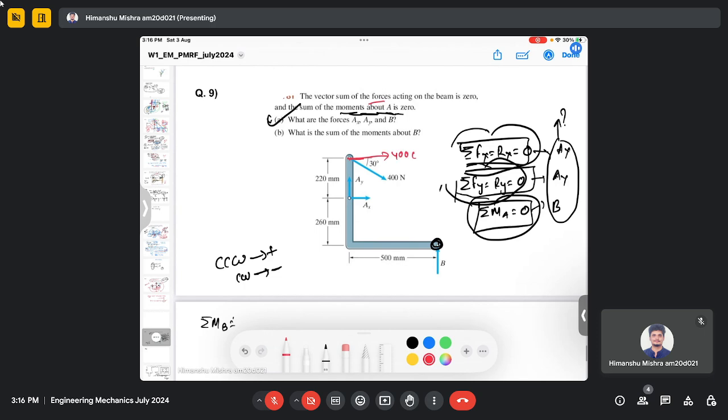So this is 400 cos 30. This is 400 sine 30. And we have AX, we have AY. So AX was minus 346 kilonewton, AY was 60 kilonewton, and B was around 140 kilonewton.